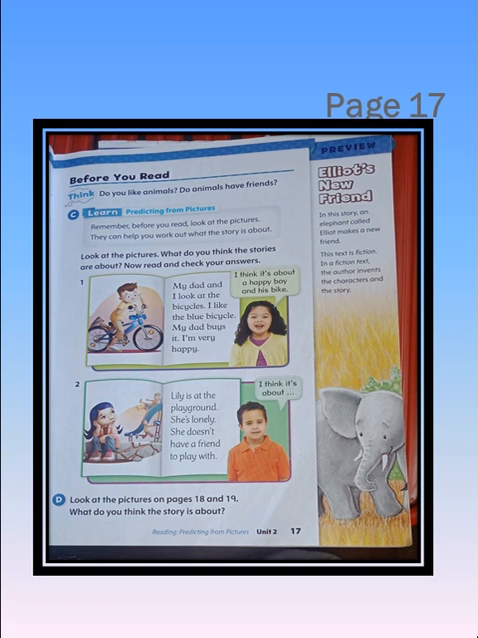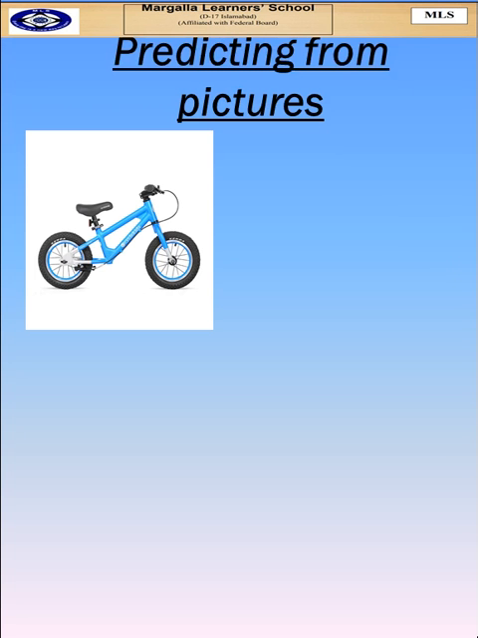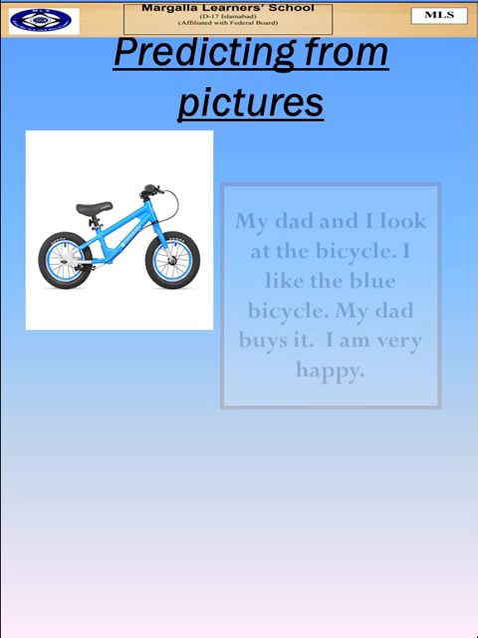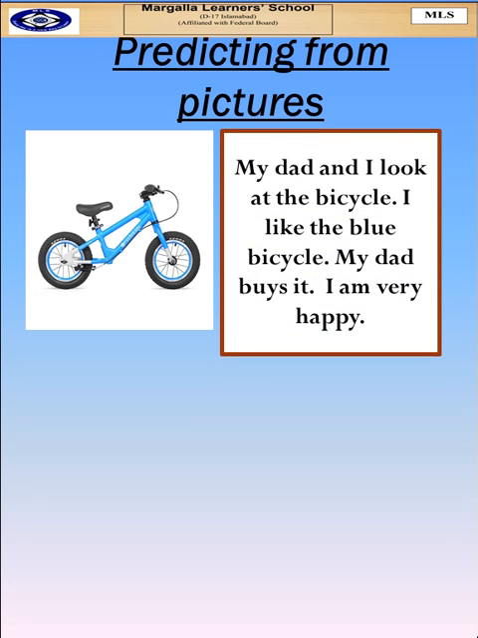Now open up your books, page 17. We have already studied about this predicting from pictures in our previous chapter. What do you see in this picture? You're right. My dad and I look at a bicycle. I like the blue bicycle. My dad buys it. I'm very happy.